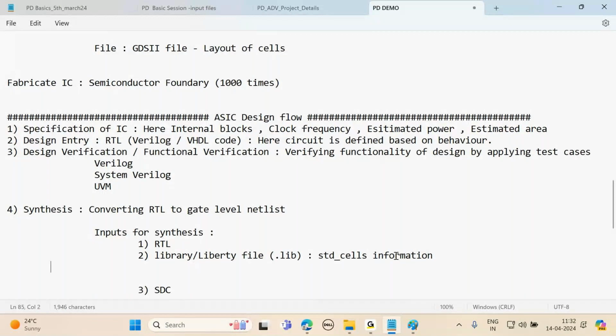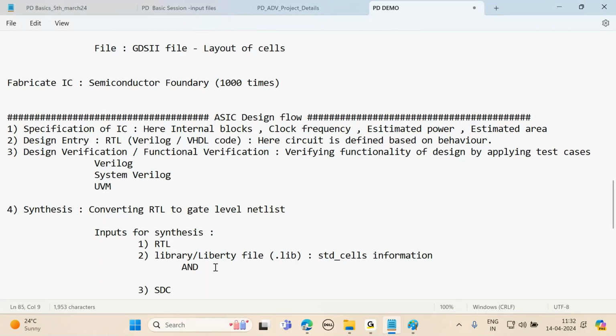Are all these inputs given by the customer or client, or will we extract them from the design? The RTL you are writing. Your design team is going to write the RTL. The Liberty file we will get from the PDK development team. There is a PDK development team, or cell characterization team.